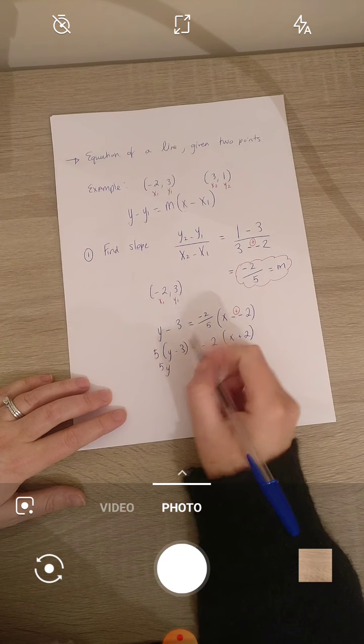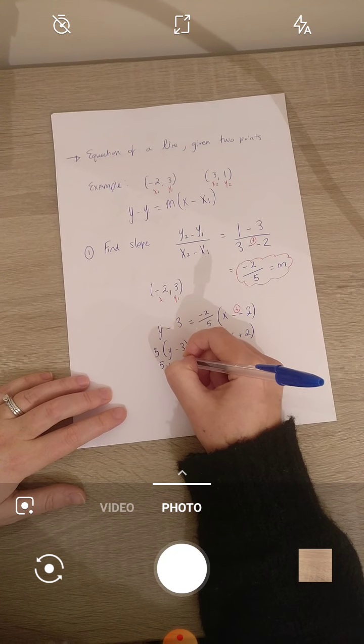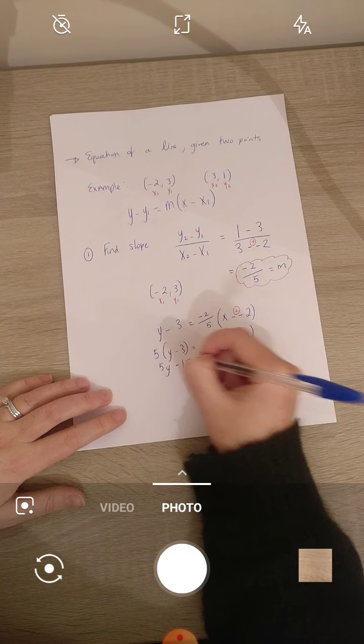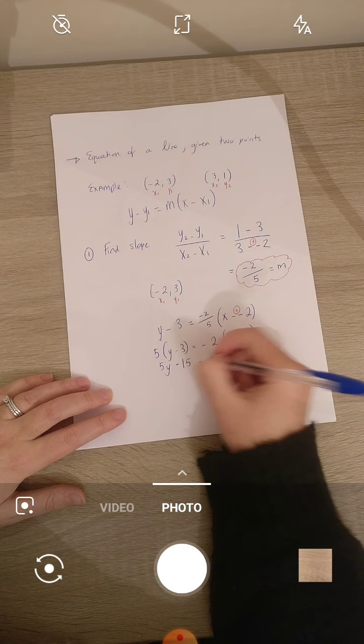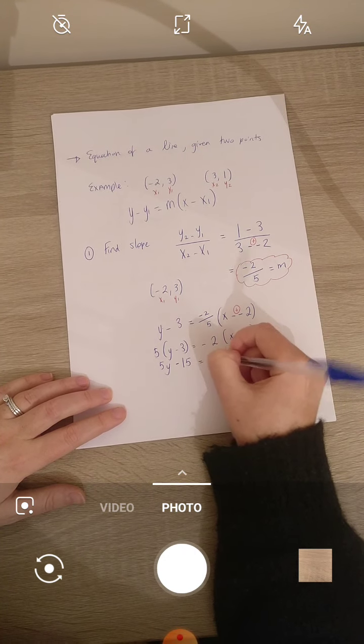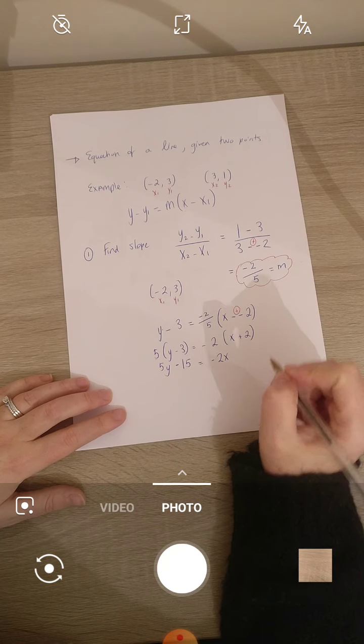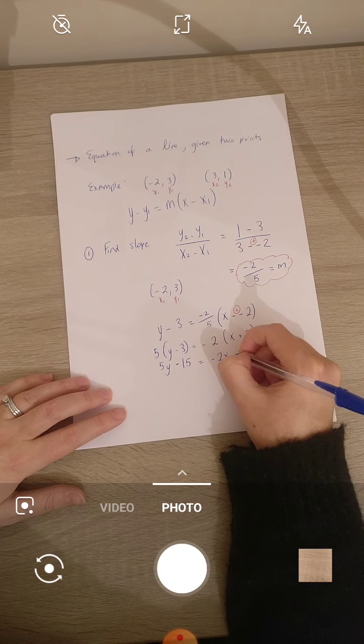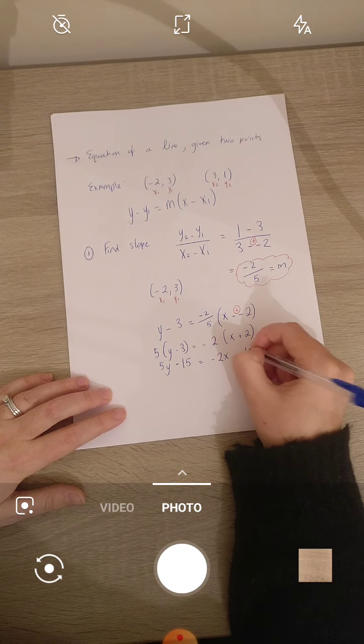5 times minus 3, plus by minus is minus, and 3 times 5 is 15. Equals minus 2 times x is minus 2x, and minus 2 times plus 2, plus by minus is minus, and 2 by 2 is 4.